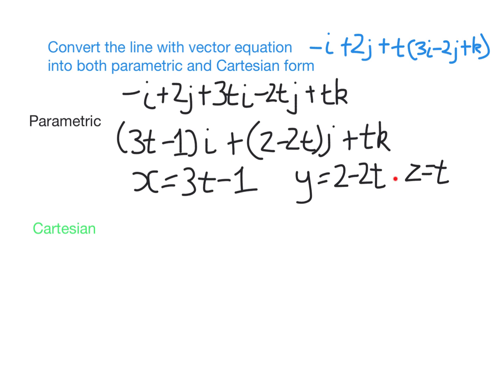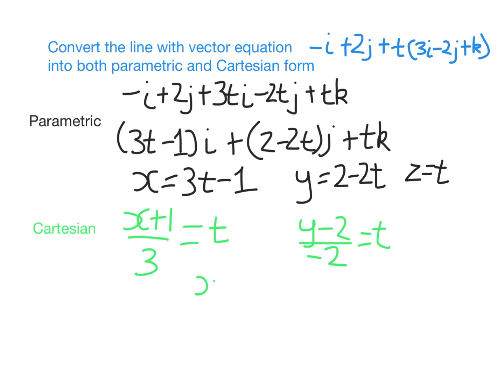And we can do that from the parametric form because they all involve t's. So we know that z equals t. So let's start with that. I'm going to rearrange this to get t in terms of x. To do that, I would simply add 1 and divide by 3. That equals t. And doing the same with the y coordinate, I would subtract 2 and divide by -2. And that would also give me t. So now we have each of these equal to t.